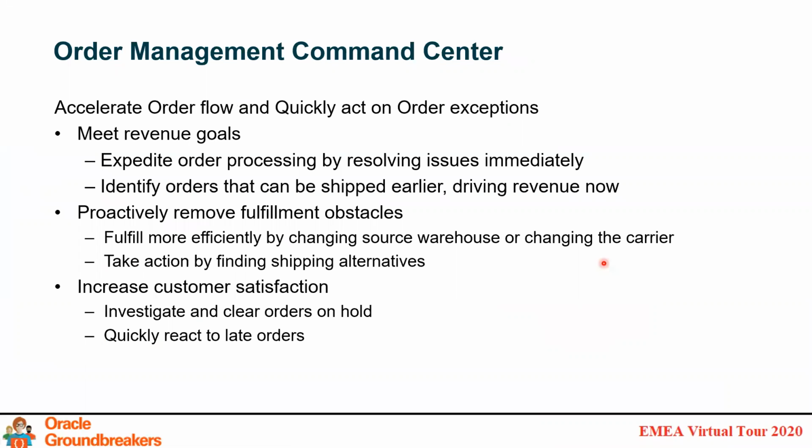From the order management command center, I will quickly go through. This order management command center helps a lot to the customer sales rep, the customer service representative. It accelerates the order flow and quickly acts on order exceptions. Primarily, we are trying to progress the order quickly and meet the revenue goals. Let us say if we want to get more revenue in the current month, we can look into the open orders which are not yet shipped. Then we can ship those orders and invoice them so that the revenue is recognized in the current month cycle.